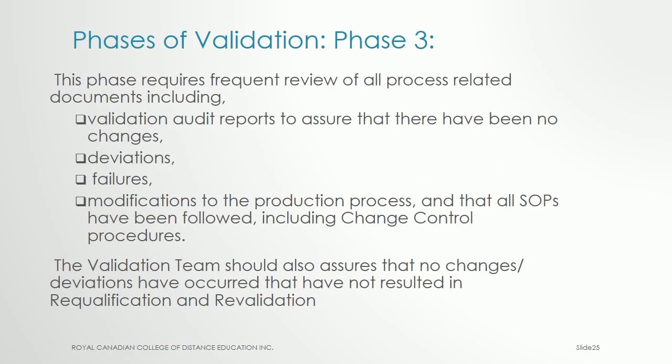Phase 3. This phase requires frequent review of all process-related documents including validation audit reports to assure that there have been no changes, deviations, failures, modifications to the production process, and that all standard operating procedures have been followed, including change control procedures. The validation team should also assure that no changes/deviations have occurred that have not resulted in requalification and revalidation.